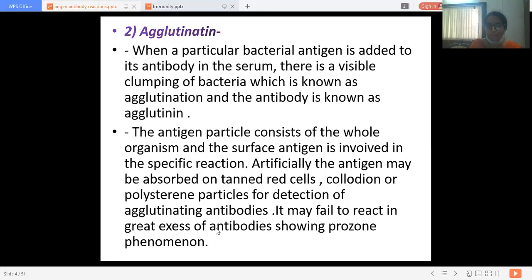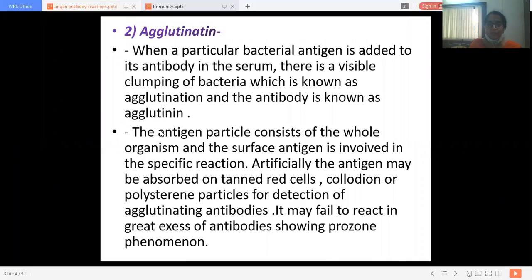It may fail to react in great excess of antibodies, showing the prozone phenomenon. What is the prozone phenomenon? It is a false negative response. Whenever the titer of antibody rises in the body, that interferes with the complex formation, that is antigen antibody complex formation, which is necessary to visualize a positive test. In a positive test, this clumping, this antigen antibody reaction, is necessary, but whenever the antibody titer increases, this clumping will not happen. So it is known as the prozone phenomenon.